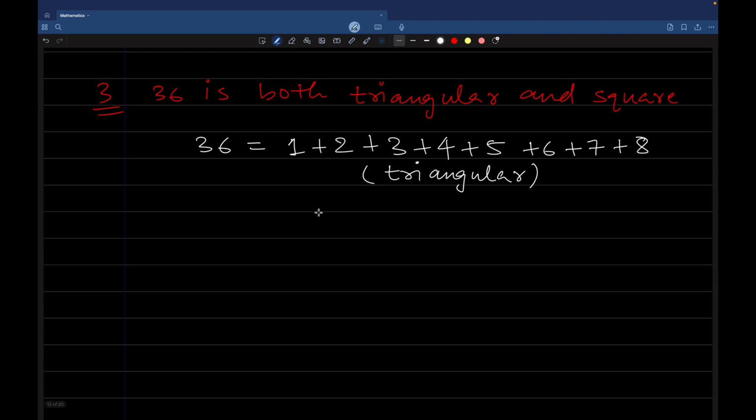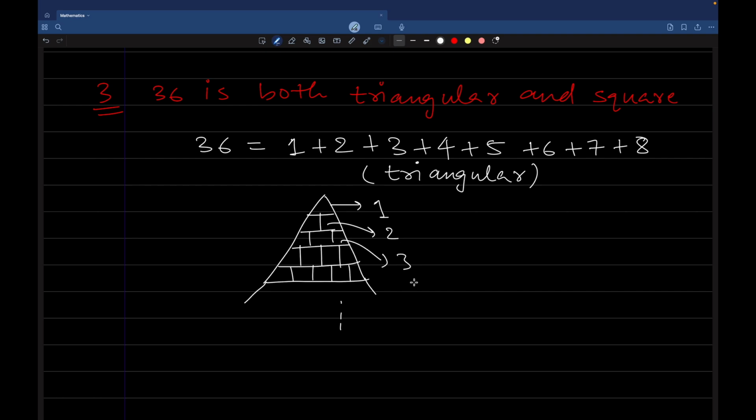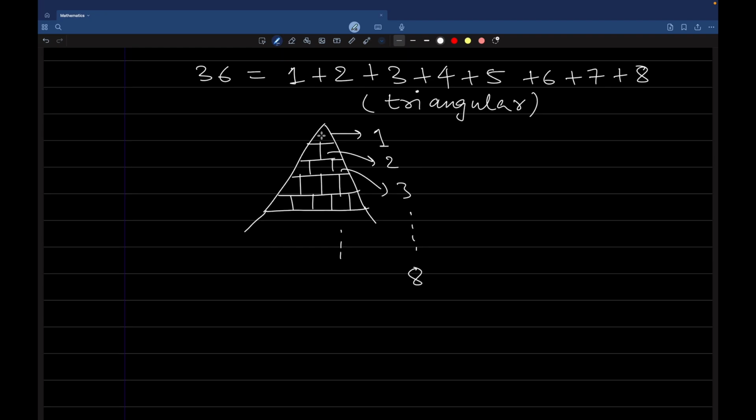If we draw with a picture, that is 1, 2, 3, 4, 5 and up to 8. Similarly up to 8, we will get 36. That is, we can draw 36 in a triangular fashion. That is why this is a triangular number.